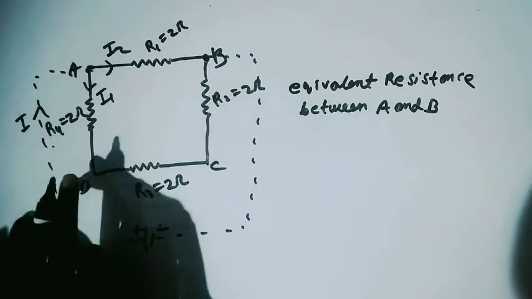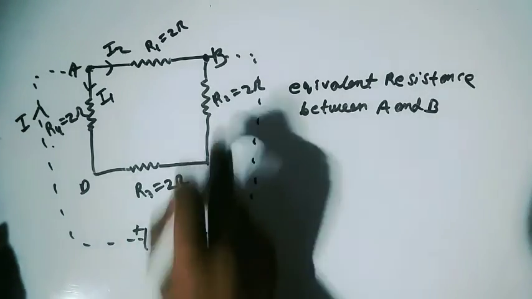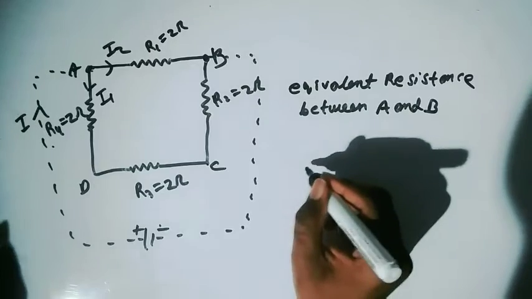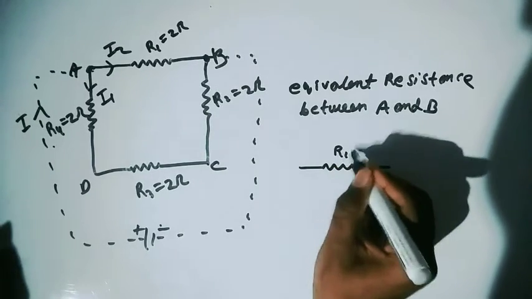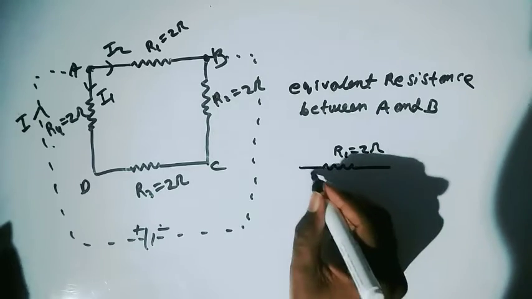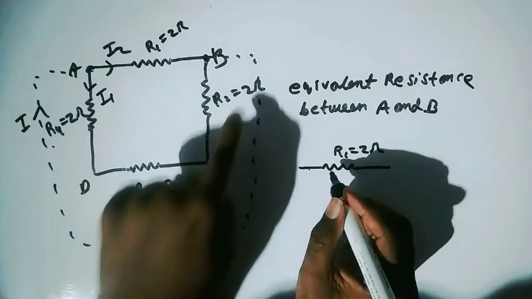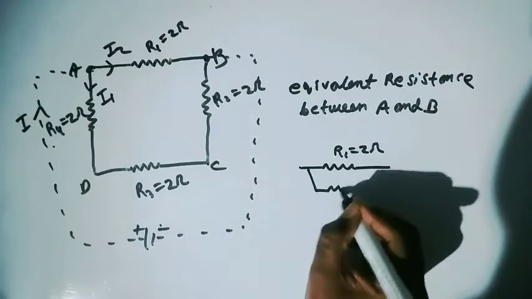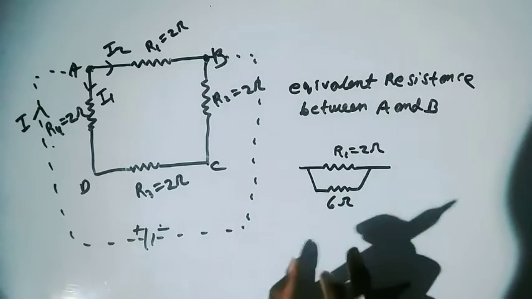Means for I1, R4, R3 and R2 are in series. So let me replace them. These three are in series, 2 plus 2 plus 2, which is 6. So 6 ohm. Now these two are in parallel.